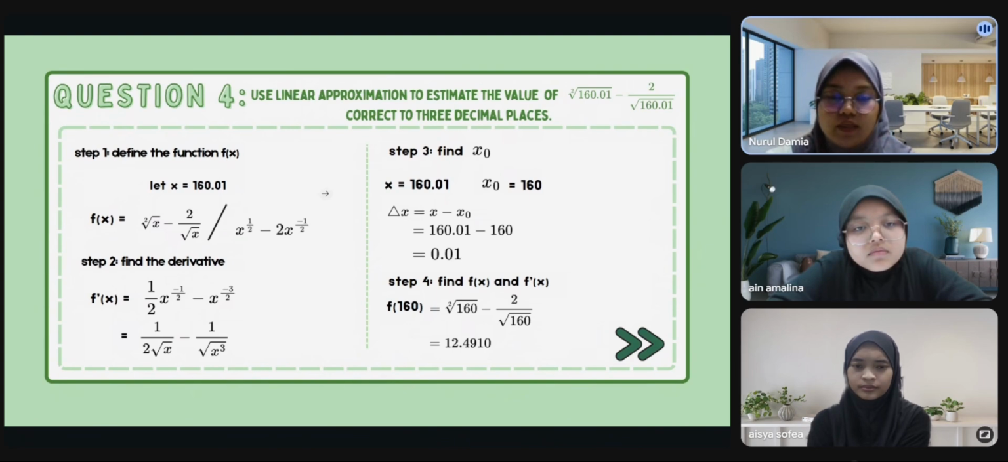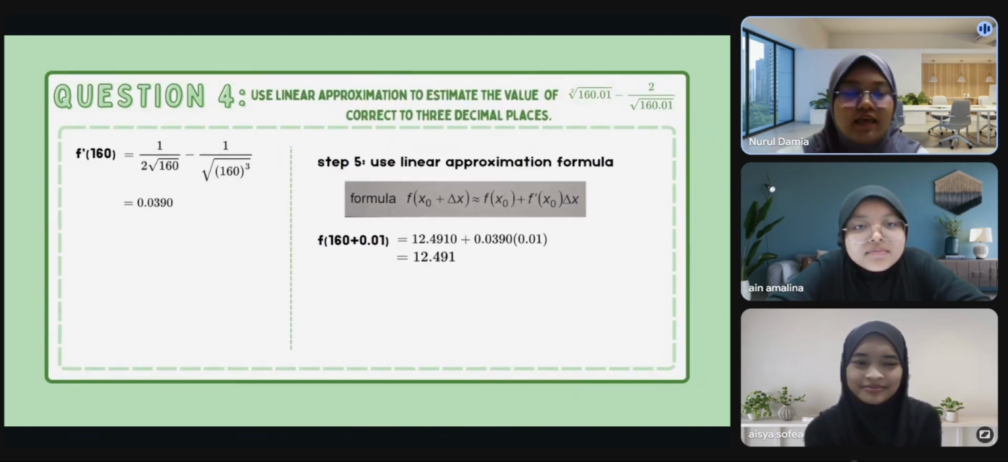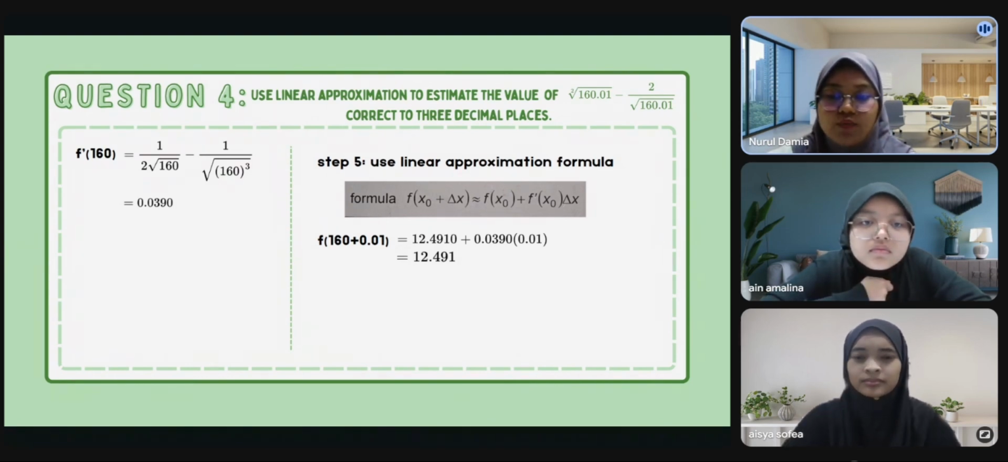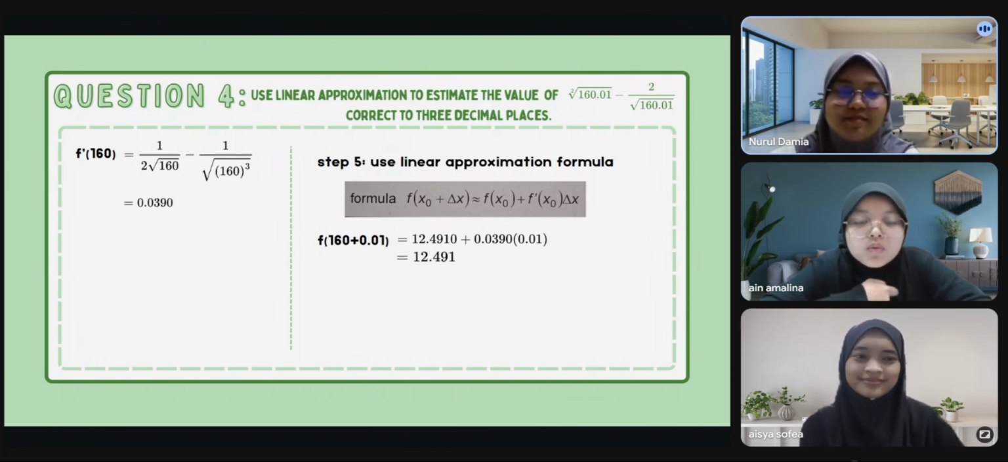So after that, we plug 160 into the function, which is f(160) equal to square root 160 minus 2 over square root 160, which is equal to 12.4910. And then for f prime, we plug 160 back into the function. So the answer is 0.0390. And the last is we use the linear approximation formula, as you can see here. We add the function value that we got before and multiply the derivative with the delta x that we got earlier. So it becomes 12.491, and that is the answer.